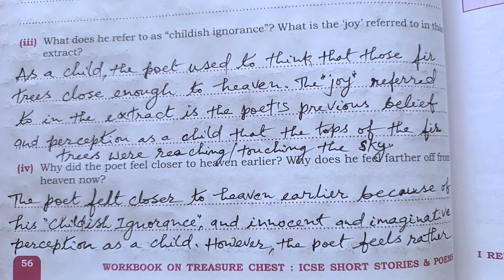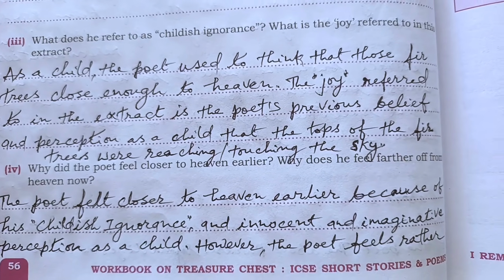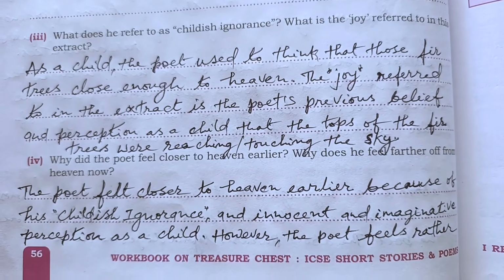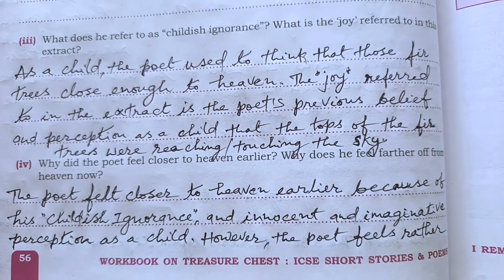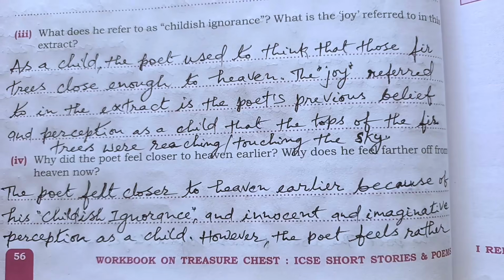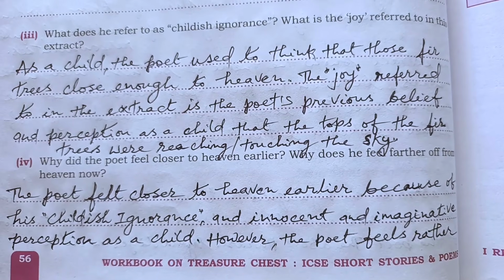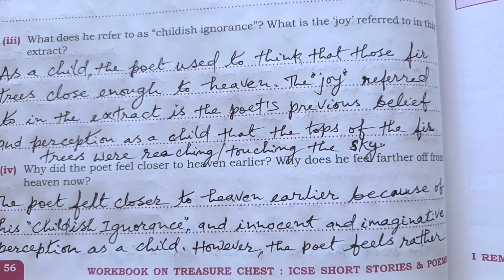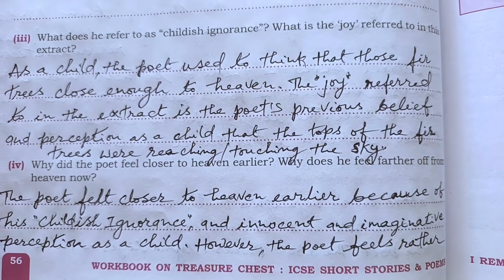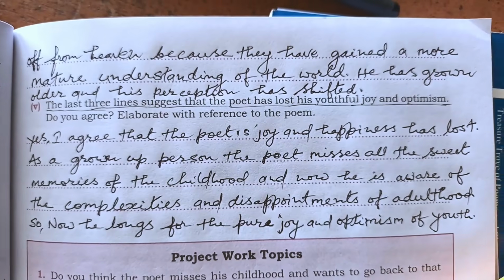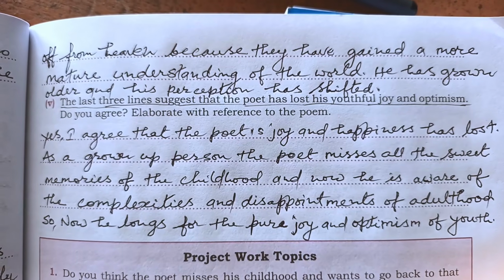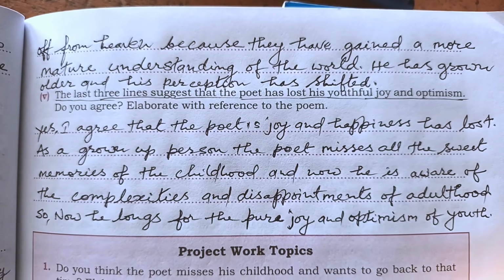Number 4, why did the poet feel closer to heaven earlier? Why does he feel far off from heaven now? So the answer is, the poet felt closer to heaven earlier because of his childish ignorance and innocent and imaginative perception as a child. However, the poet feels far off from heaven because he has gained a more mature understanding of the world. He has grown older and his perception has shifted.